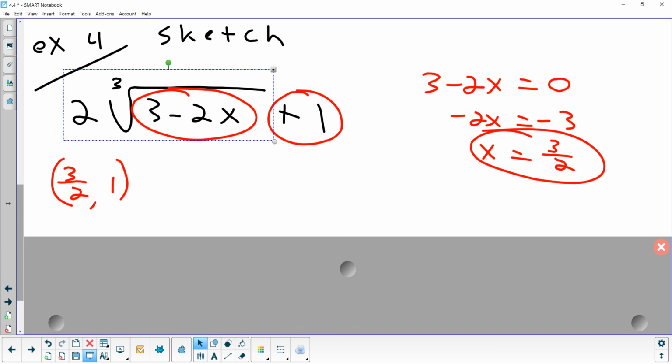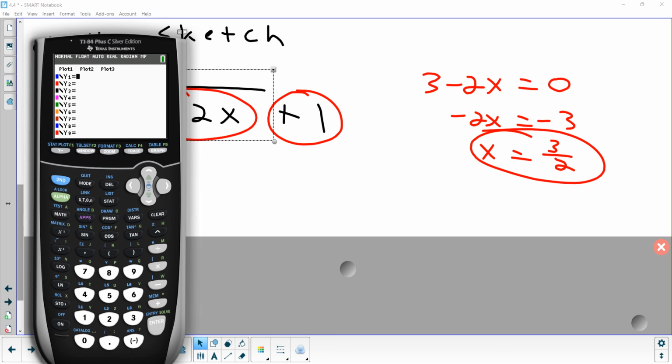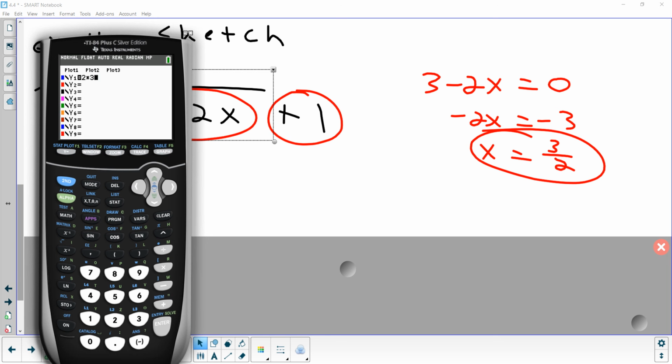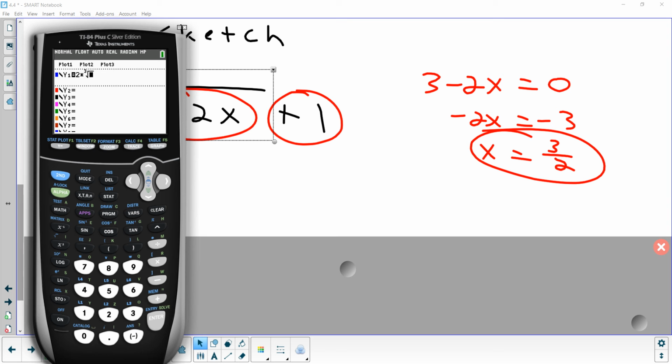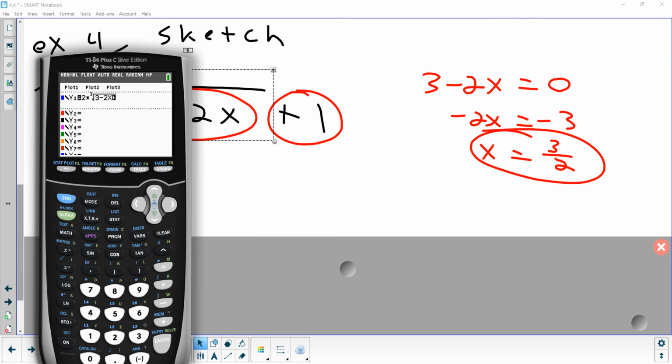Now we need some more points in each direction. So let's type this in on y equals. Again, I don't need a graphing calculator to do this, it's just a lot faster. So 2, 3, oh, that's not going to work. I have to do it like that, because if I don't, it's going to take the 23rd root. So I have to separate that 2 off. So 2 times the cube root of 3 minus 2x, plus 1.